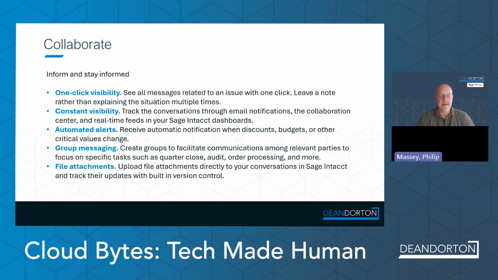Here are some qualities of Collaborate, right? So one-click visibility, you see it all. It's right there on the transaction. Constant visibility, again, it's right there. You post a note or a comment about a transaction, and not only does it pop up in the software solution when the person logs in the next time, but it also can show up via email as well if you choose to. Automated alerts, group messaging, right? So it's not just one person.